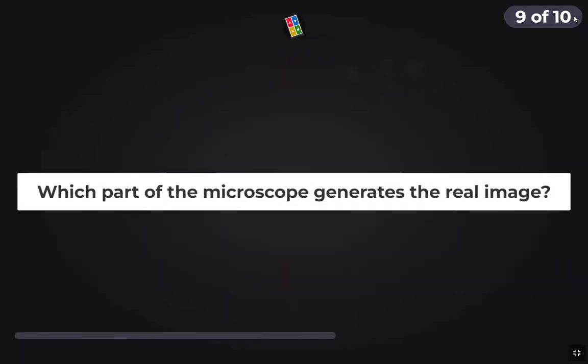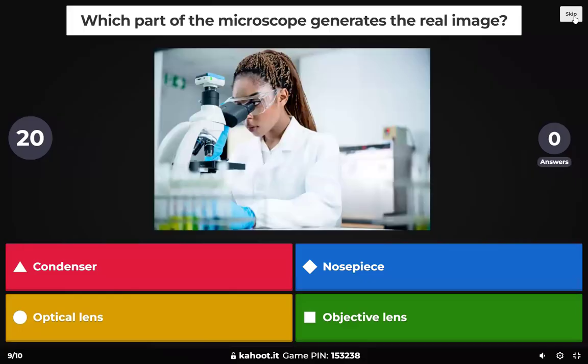Which part of the microscope generates the real image? So we had one area of the microscope that you went through that created a real image, and the other part of the microscope that I went through that created the virtual image. Which one creates the real image?